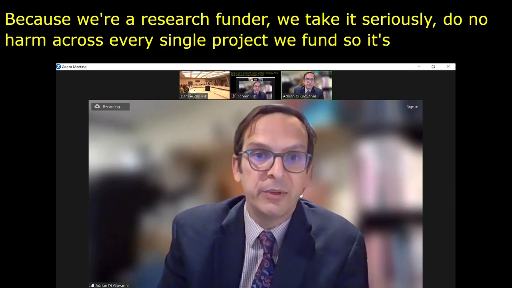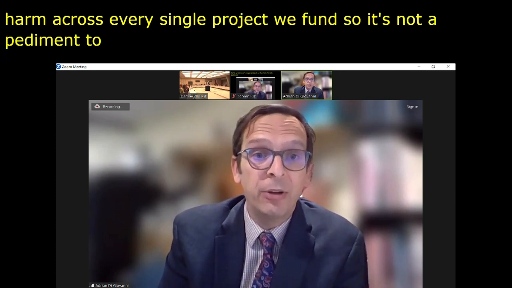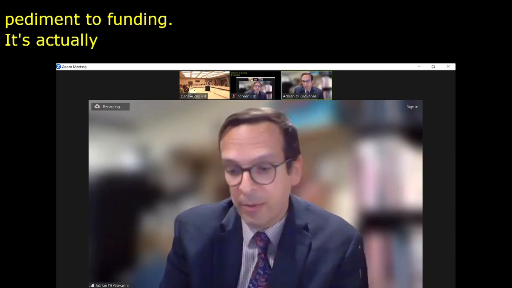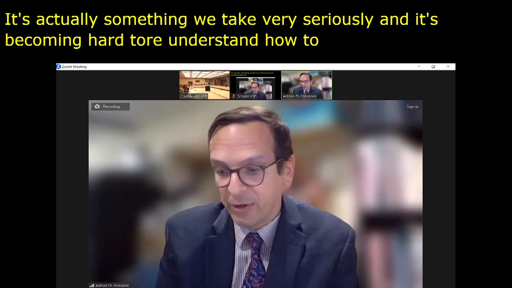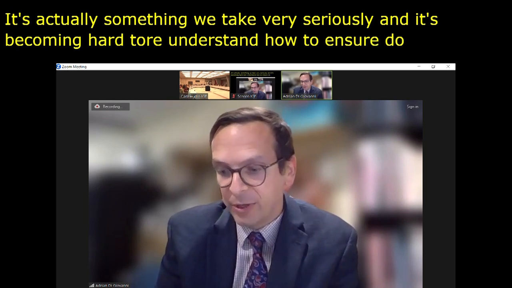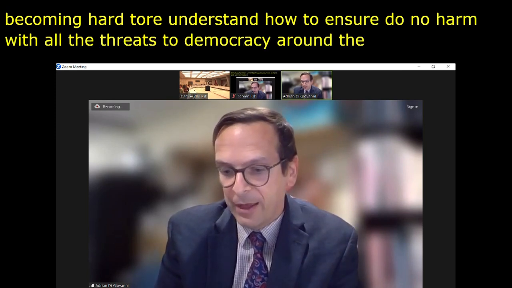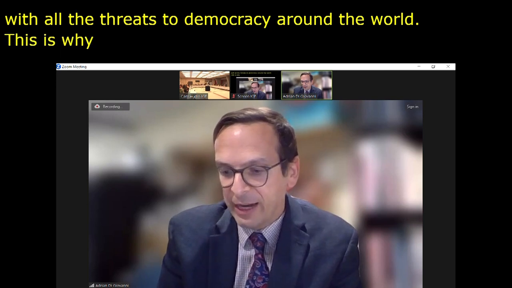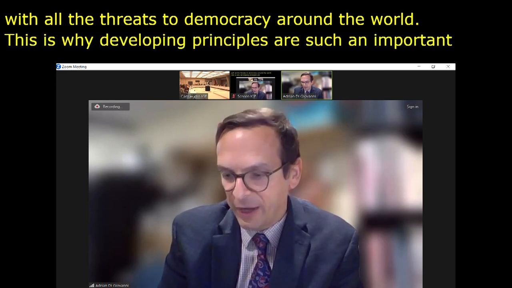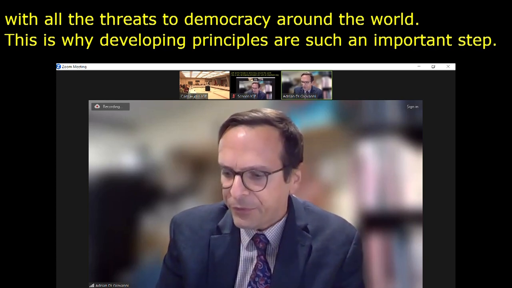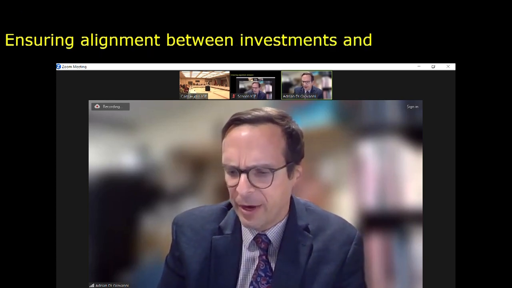It's actually something we take very seriously, and it's becoming harder to understand how to ensure we do no harm with many of the threats out there to democracy around the world. And this is why the donor principles are such an important step. They provide both a safeguarding and accountability framework to ensure an alignment between investments in digital and innovative initiatives and commitments to human rights and democratic values.